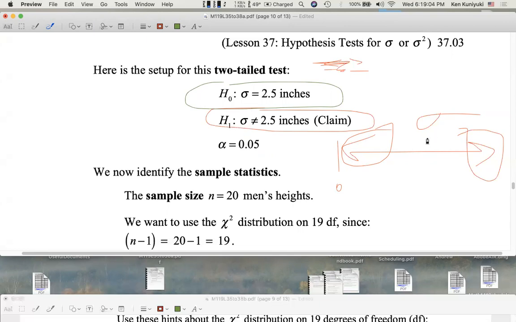The null is stuck with sigma being 2.5 inches. The null covers very little territory. However, the question is, can we reject the null? That's the thing. Even though the null covers only this sliver here, technically, still the question is, do we reject the null or not?